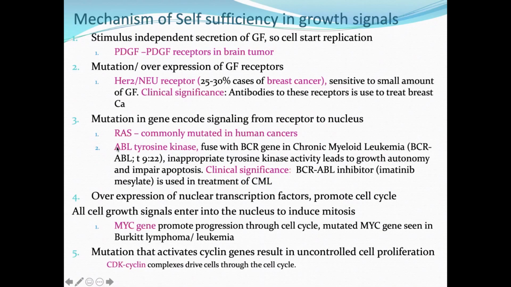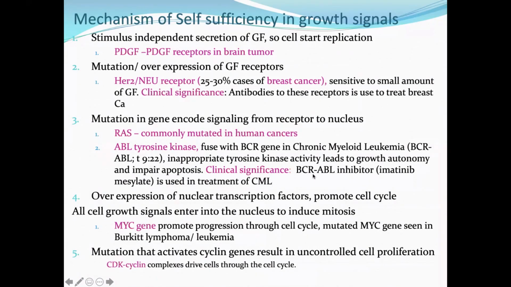Another gene encoding for a receptor signal is ABL tyrosine kinase. ABL tyrosine kinase is very important to know, you will keep on hearing about it. It is what they call the Philadelphia chromosome, which results from translocation between BCR and ABL and involves translocation between parts of chromosome 9 and chromosome 22.